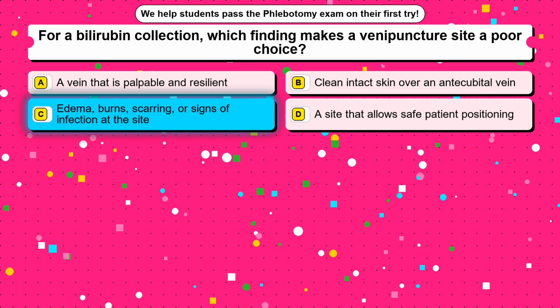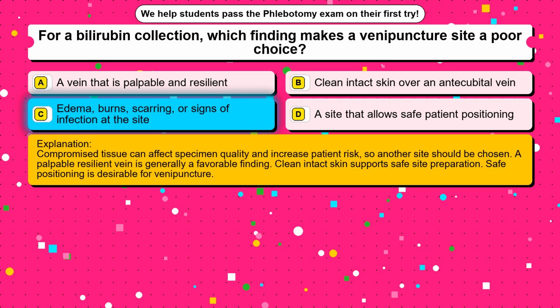The correct answer is option C. Edema, burns, scarring, or signs of infection at the site. Compromised tissue can affect specimen quality and increase patient risk, so another site should be chosen. A palpable resilient vein is generally a favorable finding. Clean intact skin supports safe site preparation. Safe positioning is desirable for venipuncture.